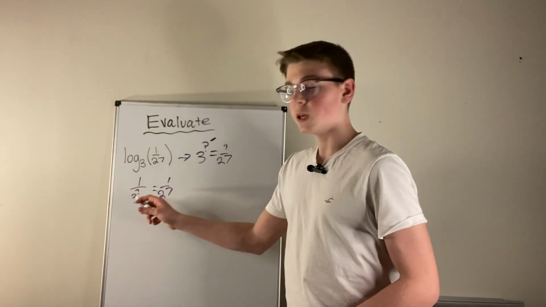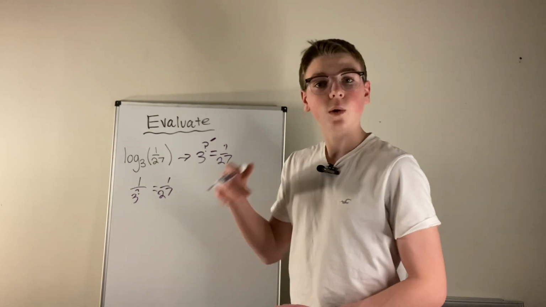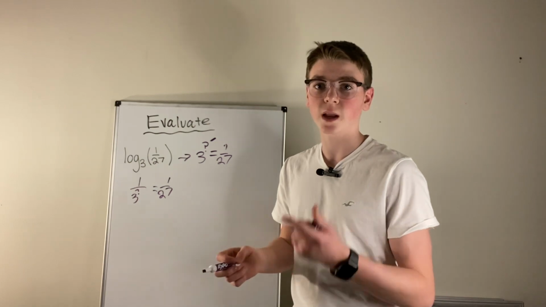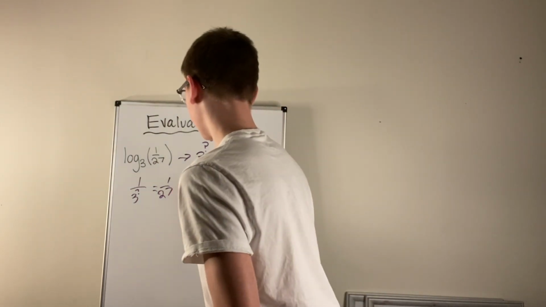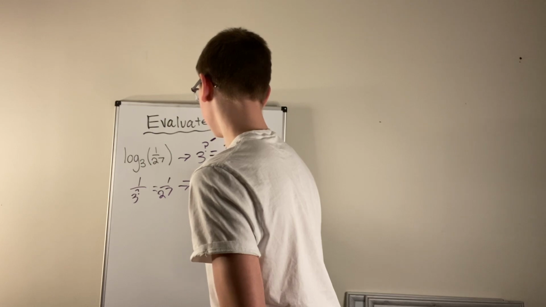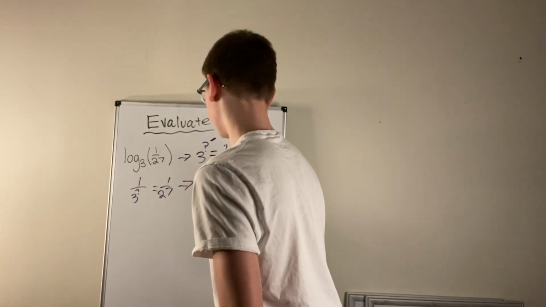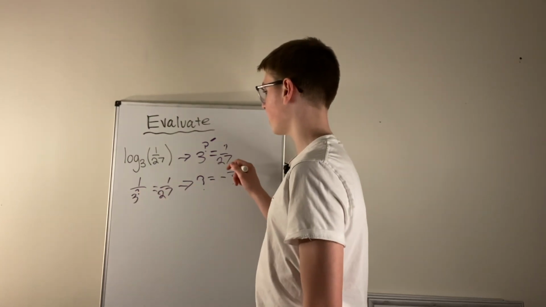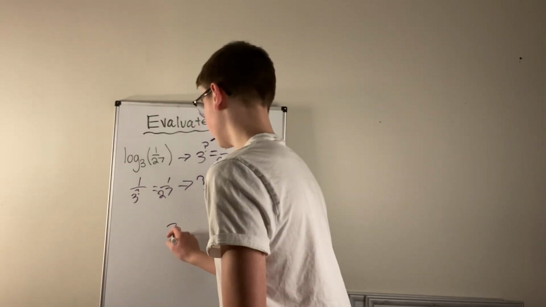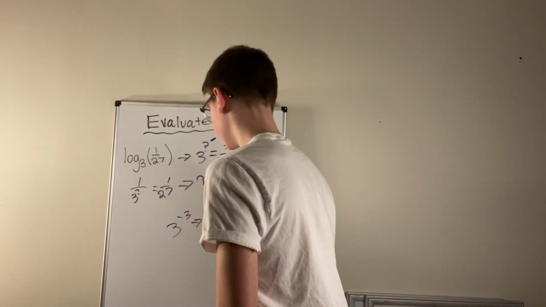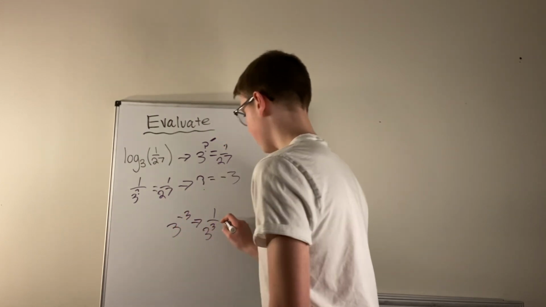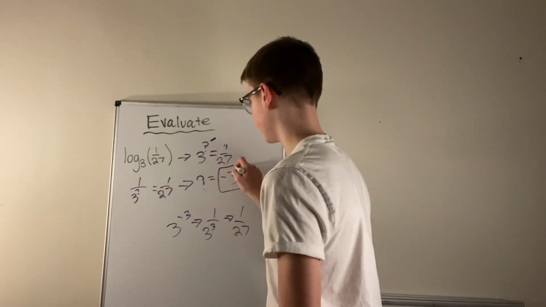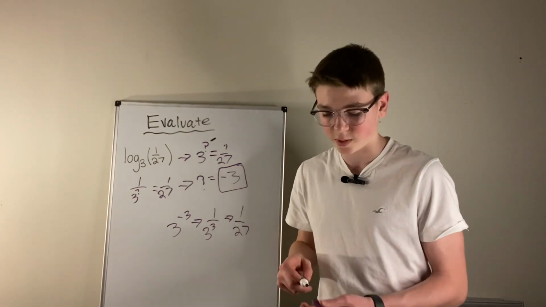So 3 goes to 27. 3 to what power is 27? Well, 3 to the third is 27. 3, 9, 27. So that means question mark, that is not a good question mark, equals -3, since it's 3 here and it has to flip. So if we just did 3 to the -3, that goes to 1 over 3 to the third, and then that is 1 over 27. So our answer is -3. Do not add that question mark in there. That's just a little placeholder.